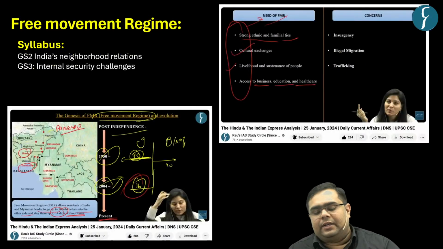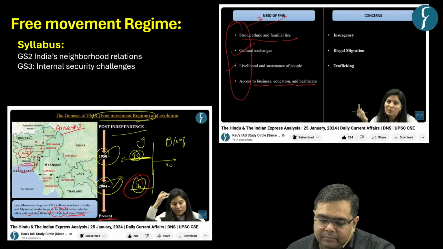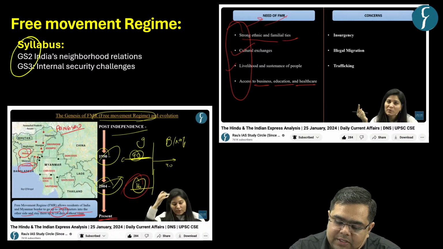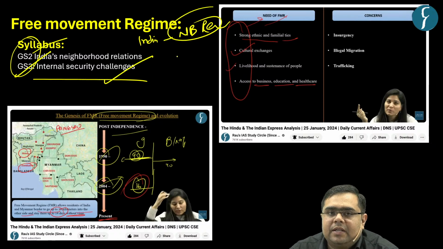Then the next topic was with respect to the free movement regime. Right. Let us draw the syllabus mapping. Syllabus mapping with respect to GS2 is that India and neighborhood relations. And from the GS3 point of view, internal security challenges when it comes to India.